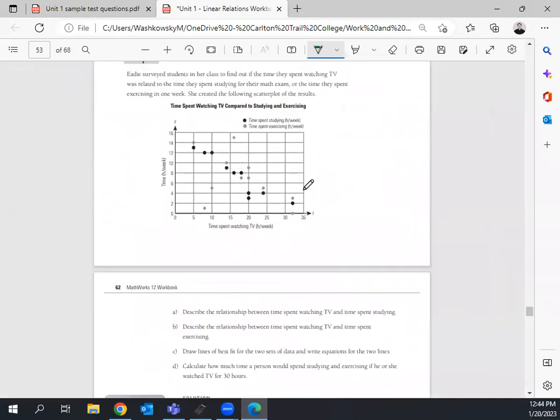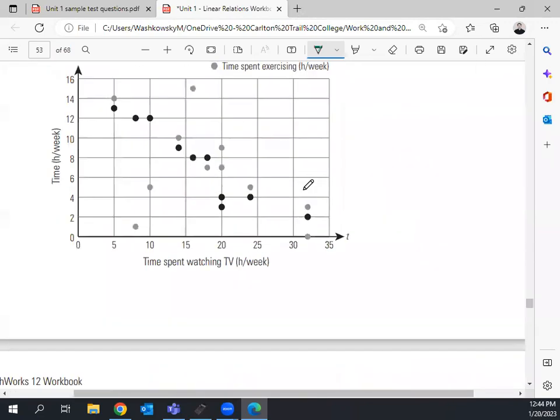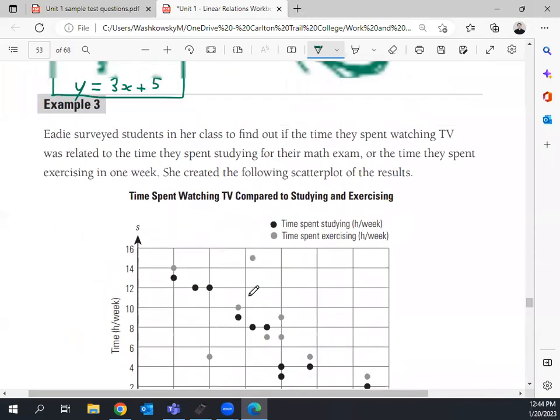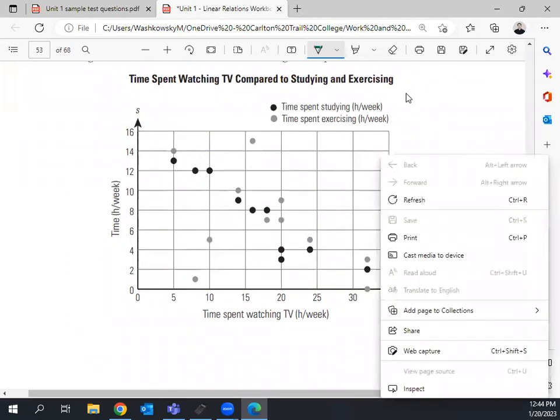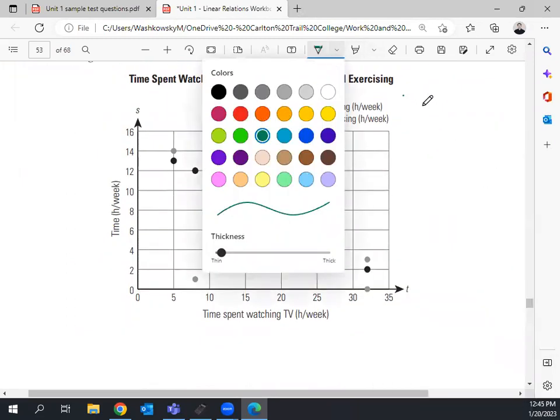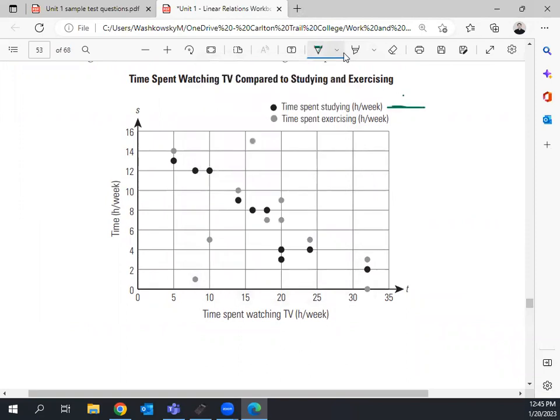So what I want you to do really, really quickly here is look at this graph right here, this scatter plot right below, example 3. I want you to draw a line of best fit for each of these. So for the time spent studying and the time spent exercising, and then I want you to find an equation for one of them. So draw a line of best fit for both of them. I can give you a ruler if you need. Then find an equation for one of them. I'll give you a couple minutes. I'm going to come check what everyone's doing in about 1 minute.